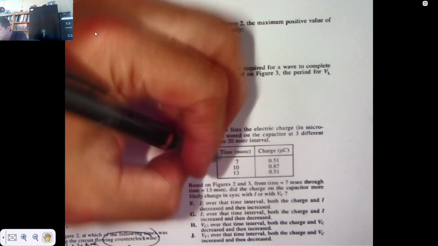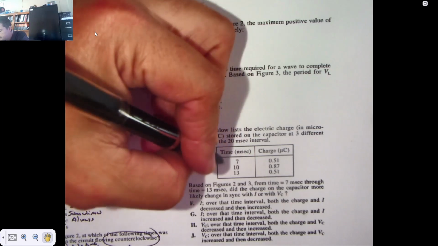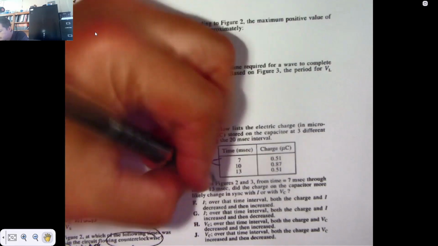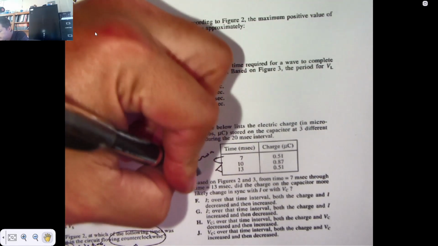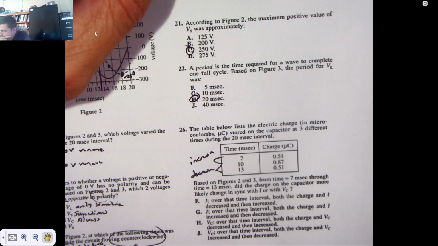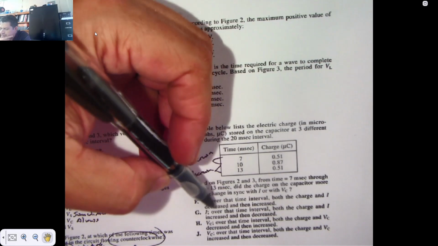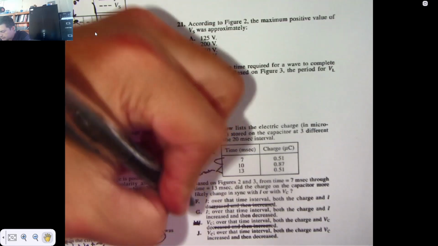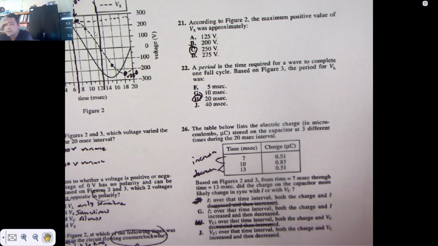Now, before I actually go look at these things, I'm going to look at the time. Look at this thing. From 7 to 10, I am increasing, at least the charge is. And from 10 to 13, I am decreasing. So I'm actually looking for choices that say increased and then decreased. Kind of look at the text. This says decreased, then increased, decreased, then increased. So the choice is between G and J.